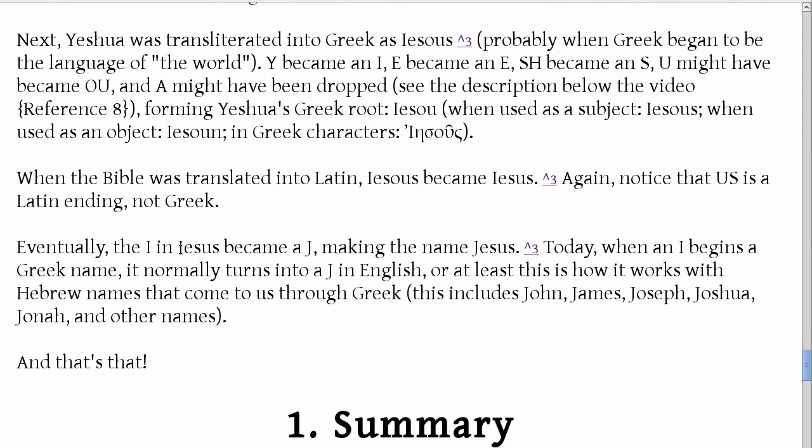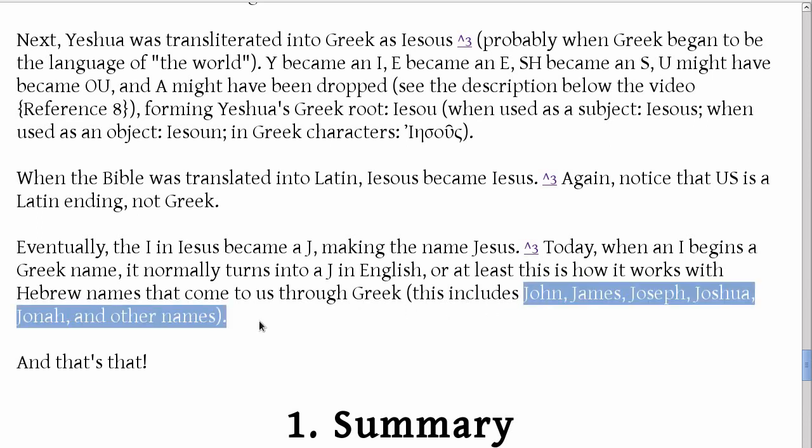Eventually, the I in Iesus became a J, making the name Jesus. Compare Iesus with Jesus. The I became a J. That's how you get Jesus. Today, when an I begins a Greek name, it normally turns into a J in English. Or at least this is how it works with Hebrew names that come to us through Greek. This includes John, James, Joseph, Joshua, Jonah, and other names.